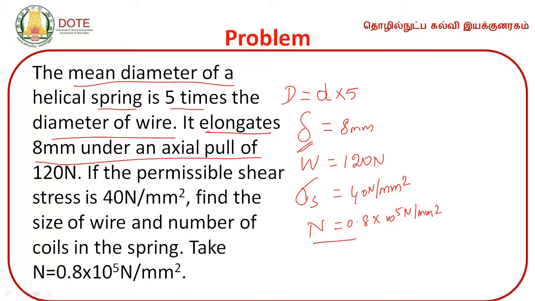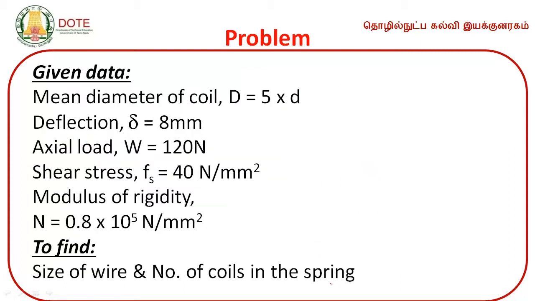ஸோ என்ன கண்டுபிடிக்கணும்? To find size of the wire. size of the wire என்னது நமக்கு? Small d. Size of the wire is small d and the number of coils n கண்டுபிடிக்கணும். d யும் n யும் நம்ம கண்டுபிடிக்கணும். ஓகேங்களா? ப்ராப்ளம் புரியுதா? Now we go to write the given data. ப்ராப்ளத்திலிருந்து எக்ஸ்ட்ராக்ட் பண்ணுறோம். Given data, mean diameter of the coil D is equal to 5 times the diameter of the wire. So D is equal to 5d.